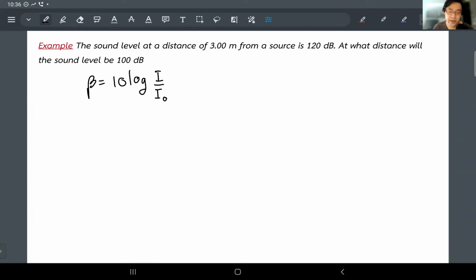So the best way, at least for me, is to write them both as separate equations. I can call this beta 1, I1. When you say 1, it means when this whole thing is at 120 decibel and you are 3 meters away. Let me call this the first scenario. Does that make sense? And then what you are going to compare with is another one, scenario number 2. You have moved yourself further apart, so the intensity will be the new one. Let me call it I2, divided by the threshold of hearing intensity.